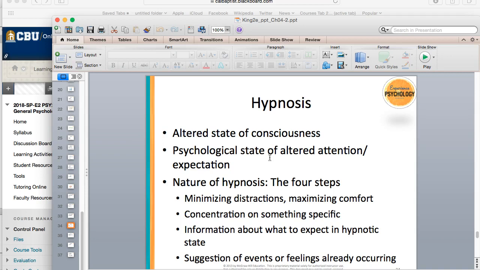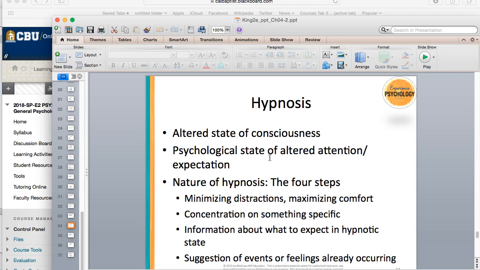Nature of hypnosis. There are 4 steps: minimizing distractions, maximizing comfort. So that's why they say, you know, close your eyes and get in a calm state. Then concentration on something specific. They tell you to focus on what color shirt you're wearing, focus on how your feet feel touching the ground, different things like that. Information about what to expect in hypnotic states, and suggestion of events or feelings already occurring.